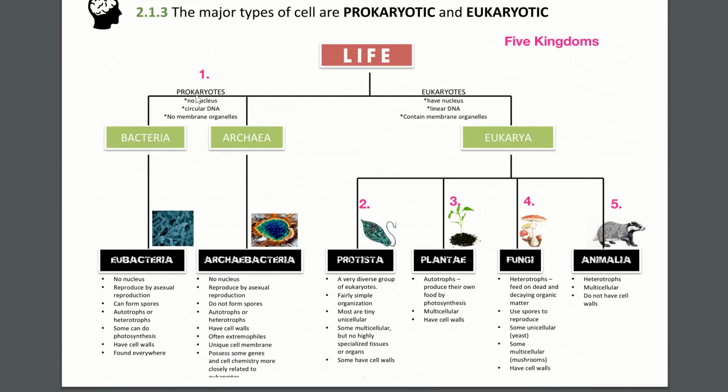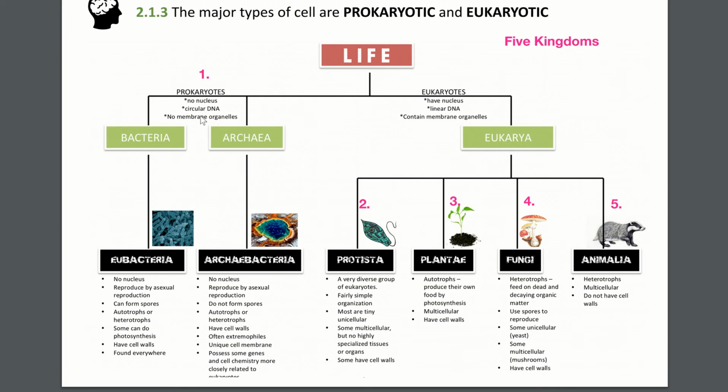The major types of cells are prokaryotic and eukaryotic. What the heck does that mean? Eukaryotes have a nucleus, they have linear DNA, and they contain membrane organelles like mitochondria, chloroplast, and the nucleus. Prokaryotes don't have all of the above I just stated.